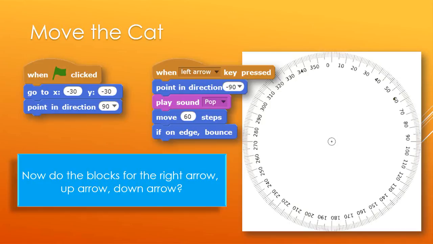Just want to check something here first. Okay, we should be fine. Has anyone managed to do all four of the buttons? Remember, the one I'm showing here is only for the left arrow. You need to do it for right, up and down. The only difference is you can copy this, clone or duplicate it, and then change which key you're looking for at the top, and change the direction in the second block. Fantastic. Once you've done that, you should be able to run the program and move your cat.